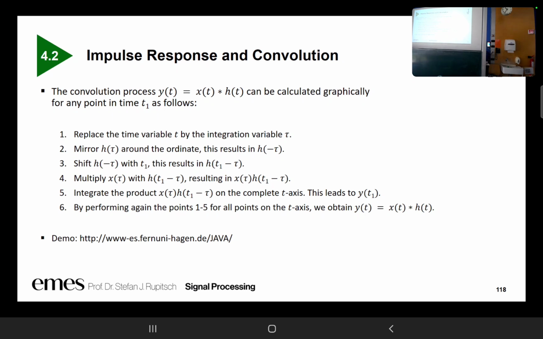And if we want to do this for a subsequent time step or for a time step before T1, then we have to repeat all the steps for this time step. And in doing so, we can evaluate the convolution integral in a graphical manner. On this homepage, you can see a very nice animation for this graphical interpretation of the convolution.